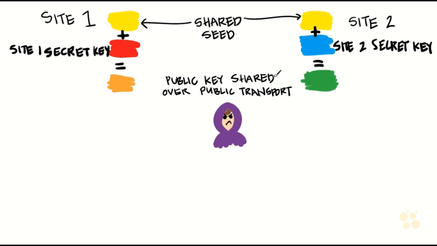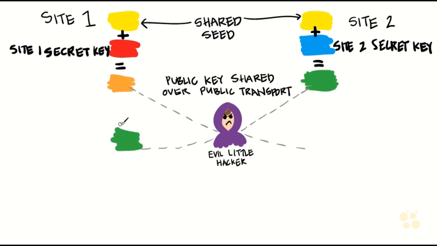When I get the keys to each side, I'm going to reapply my private key to that. So I'll take the received green over on the left and add my red to it, and I'll take my received orange over here and add my blue to it, and we'll end up with a shade of brown. So each side will have an equal key to start with, and that's where we start.